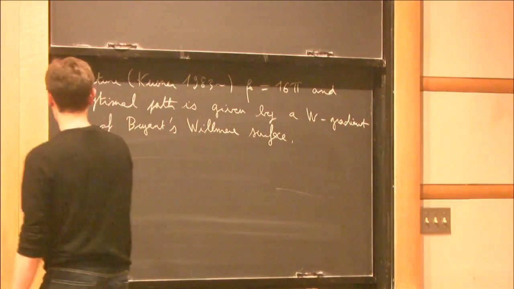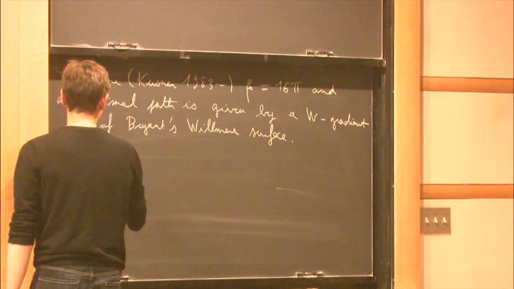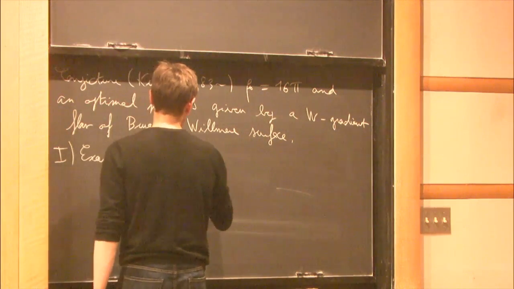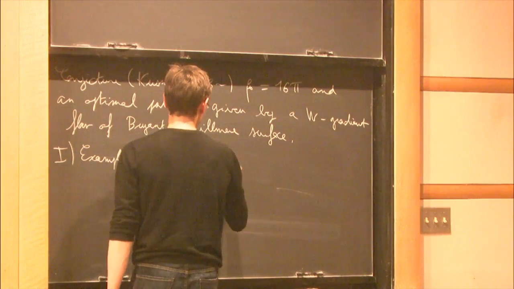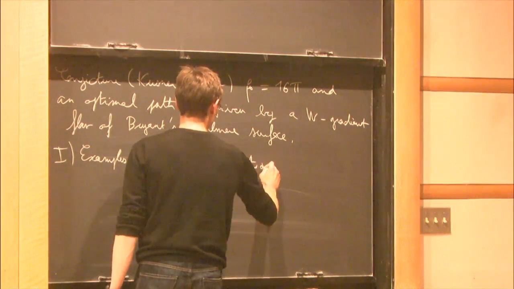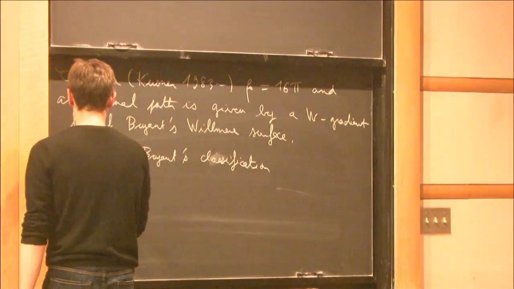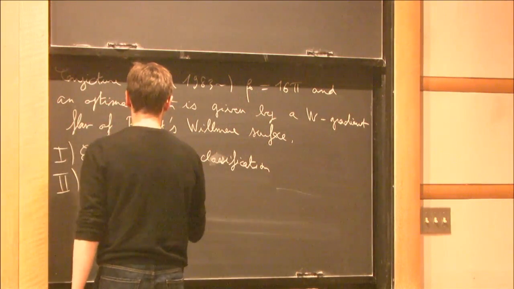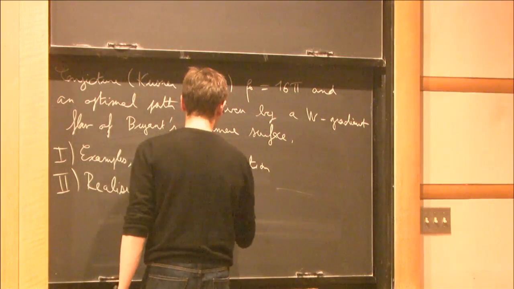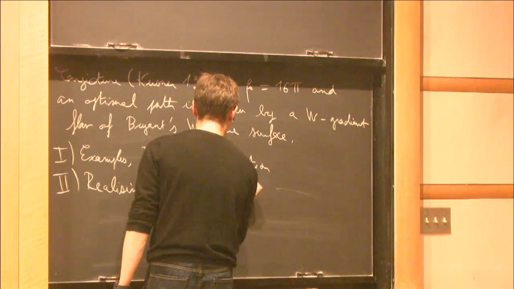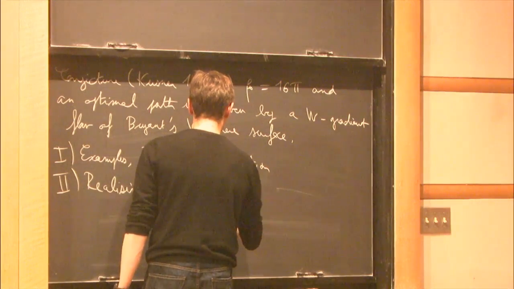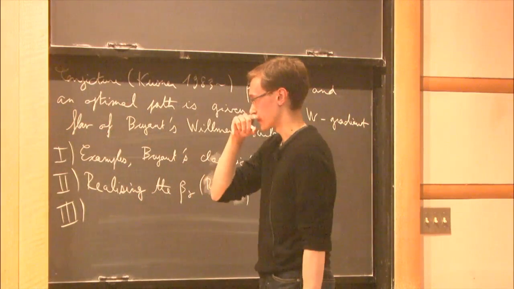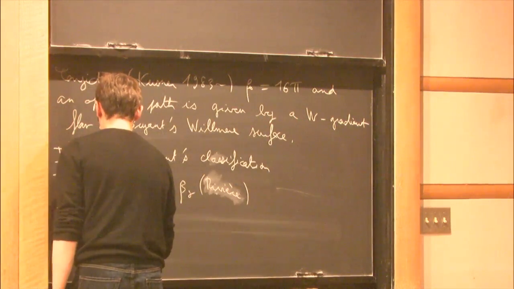So in the first part of the talk, we will give examples and recall Bryant's classification. Then we will speak about how one can realize the widths, realizing beta gamma, which is a work of Rivière. And in the last part, which would be essentially the second hour, we'll speak about Morse index bounds.